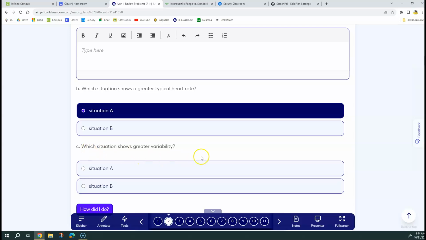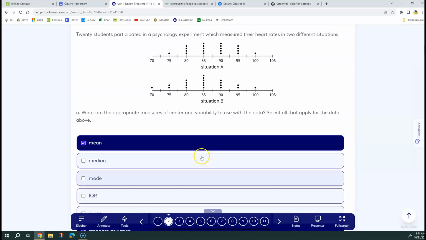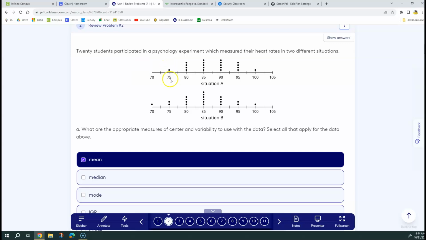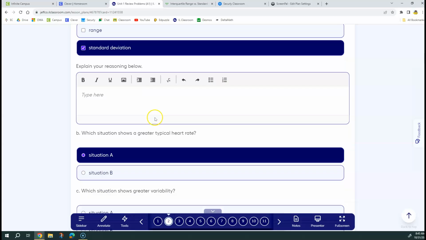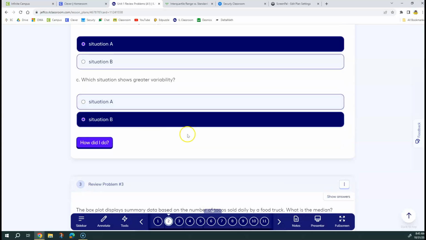Which situation shows greater variability? Okay, well, if we look here, this goes from 75 beats per minute to 100 beats per minute. So that's got a spread of 25. Okay, it's 25 beats per minute variability. Situation B goes from 70 to 100. So that's got a variability of 30. So in this case, situation B has the greatest variability.